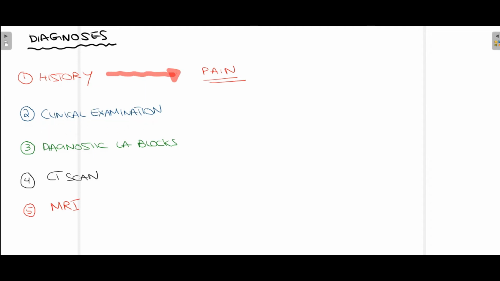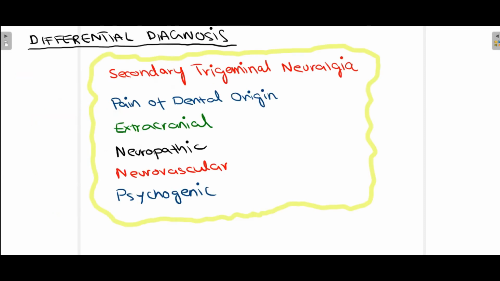Next, clinical examination. Clinical examination consists of all of the clinical features that we've just discussed, and you ask these things from the patient, and you also observe these things, and they lead you towards the diagnosis. And next, we can also perform diagnostic LA blocks, which provide some relief to the patients. CT scan and MRI are the two modalities which are reserved for when we suspect some structural lesion that might be present, which might lead to trigeminal neuralgia. So these are the five diagnostic modalities that we have, which help us in reaching a definitive diagnosis of trigeminal neuralgia.